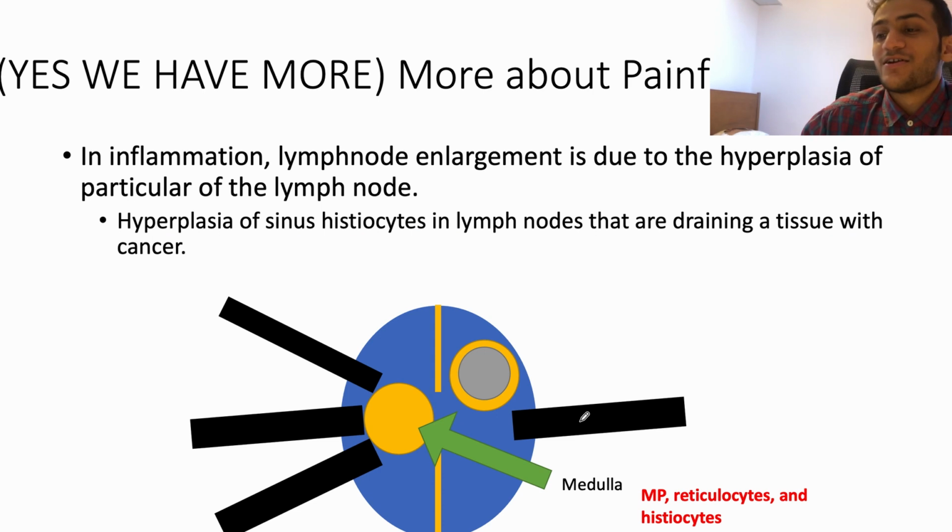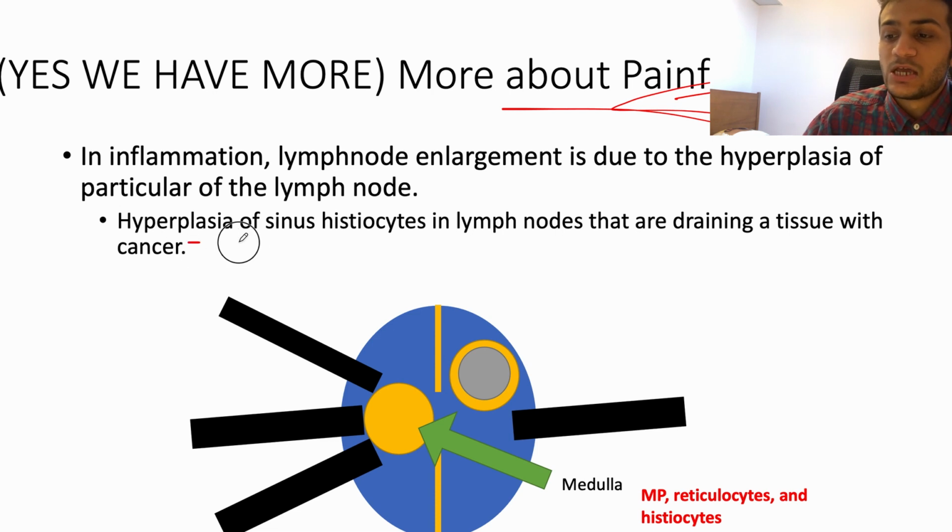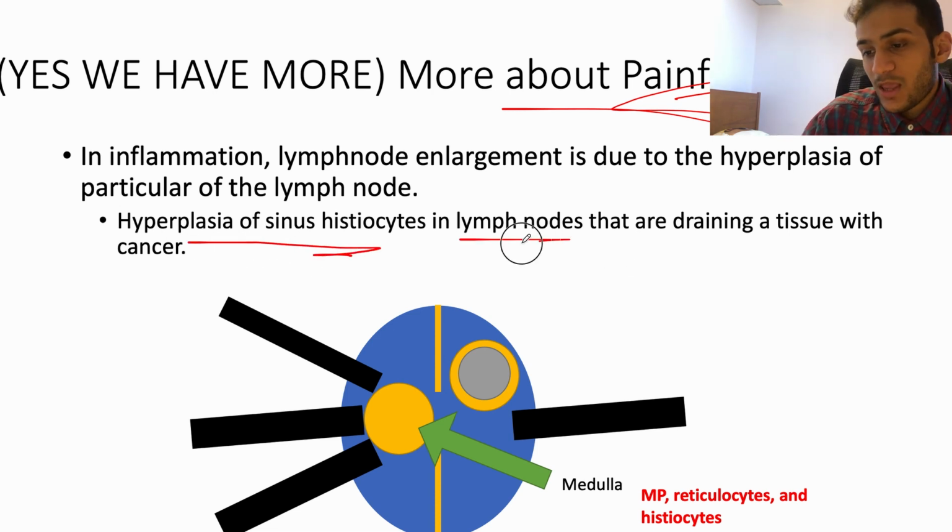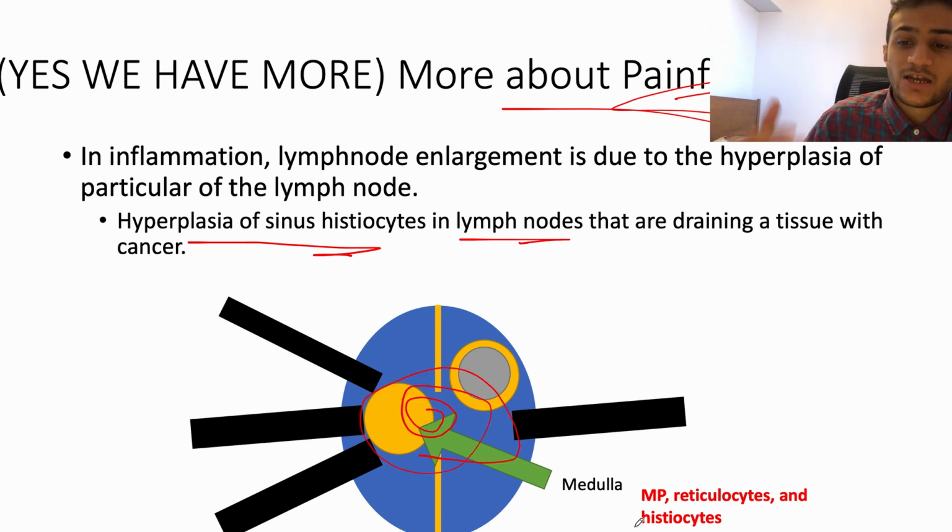And yes, we do have another type of painful lymphadenopathy, and that is the sinus, the inner part, which is sinus histiocytosis in the lymph nodes that are draining a tissue with cancer. So that's in the center part, and we get hyperplasia of the sinus histiocytes.